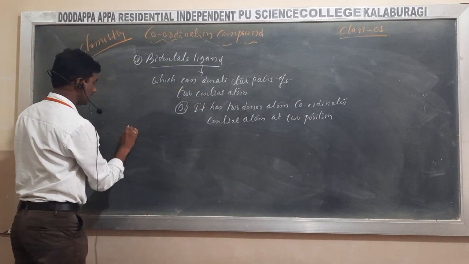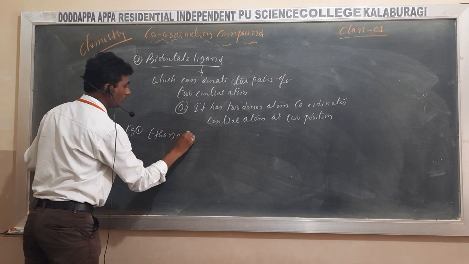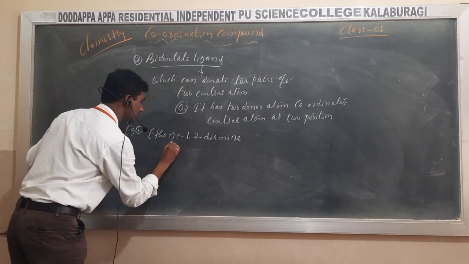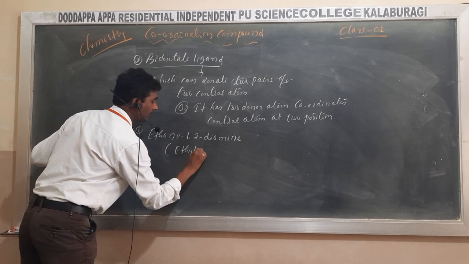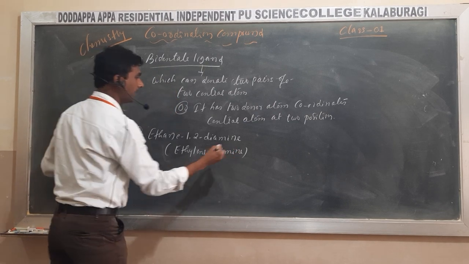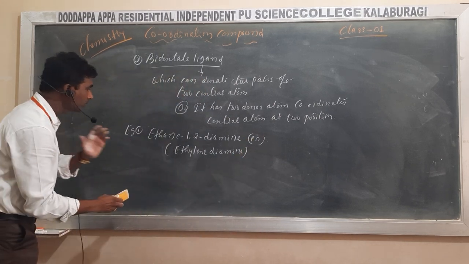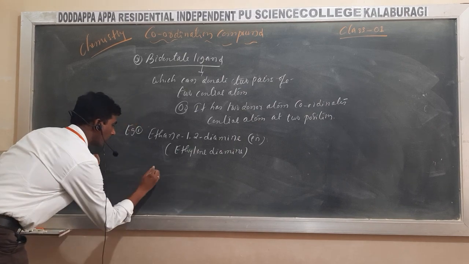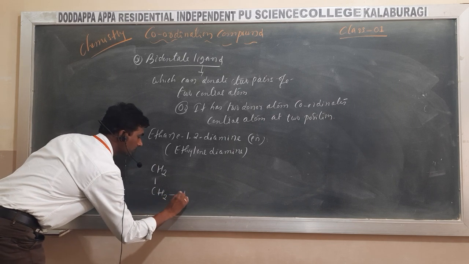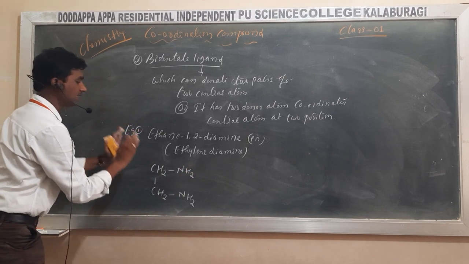First example: ethane 1,2 diamine, or it is also called ethylene diamine. We can write this as en. So it indicates bidentate ligand. What is the formula? What is the structure? So this is CH2, and this is NH2, and this is CH2, NH2. So it is ethylene diamine.